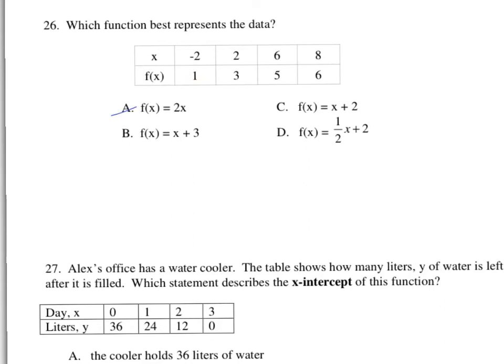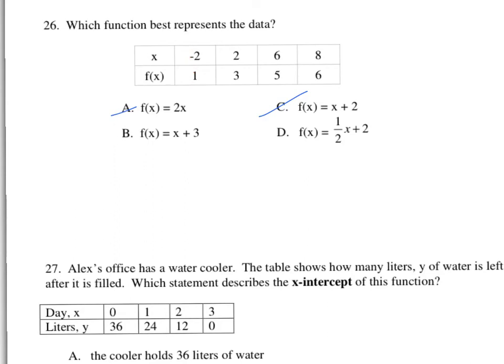For B, if we take -2 and substitute it in here, -2 plus 3 is 1. That is an output, so that works. I could do the same here for C. So -2 plus 2 gives me 0, not 1. So this would be out. For letter D, if we take -2 times 1/2, that gives me -1. -1 plus 2 is 1. So that works. So for B and D, that first point works.